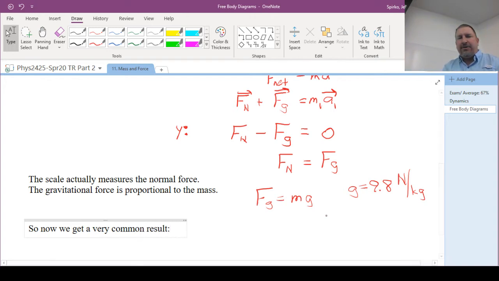So now we have a very common result where Fn is equal to mg.